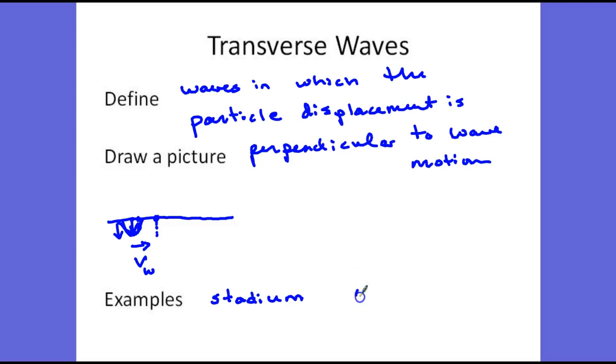If you're at the stadium and you're sitting in your seat, and the wave comes by, you stand up out of your seat, and then you sit back down. So your motion is up and then down, while the wave passes from person to person going this way. So I think a stadium wave is a good example of a transverse wave. So in transverse waves, the particle displacement, the particles in the medium that move when the energy gets there, is perpendicular to the wave motion.